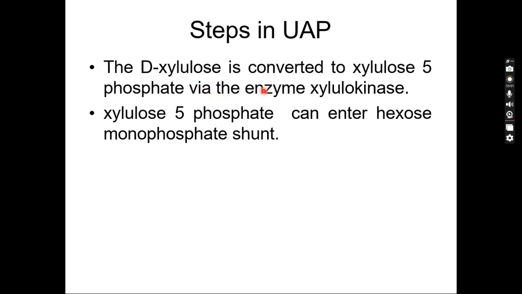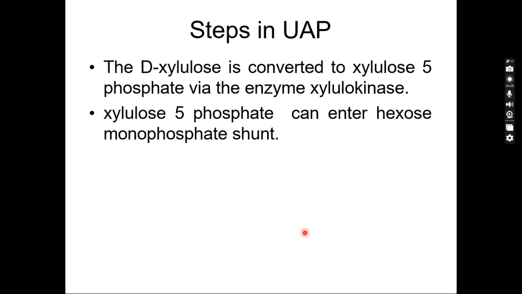So the D-xylulose is converted to xylulose 5-phosphate via the enzyme xylulokinase. This xylulokinase is adding a phosphate group at position 5 of the xylulose sugar. It's phosphorylated at position 5. So the xylulose 5-phosphate can enter the hexose monophosphate shunt and continue in that process.